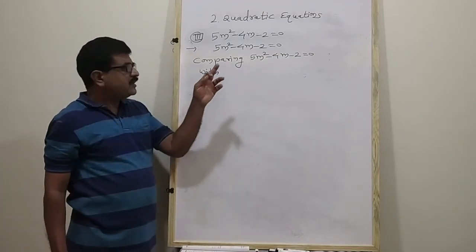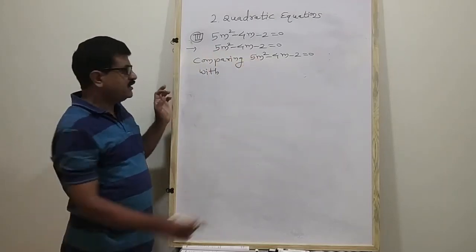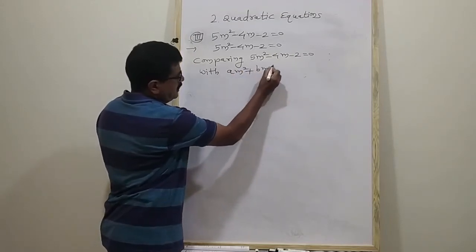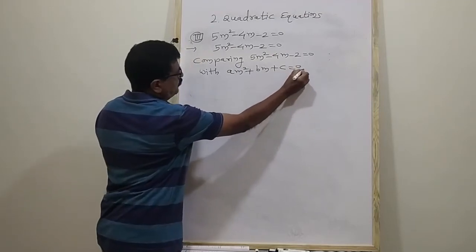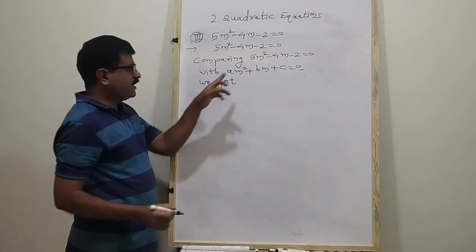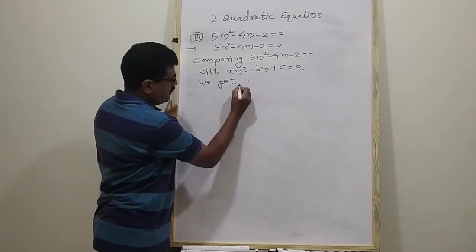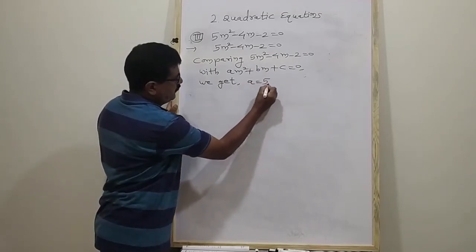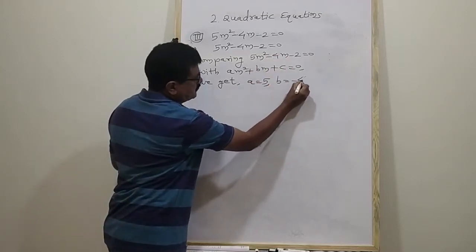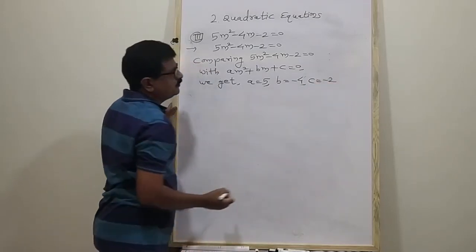Now here write down the general equation in the form of variable m, that is am square plus bm plus c is equal to 0. We get, now comparing coefficients of m square, that is a is equal to 5. Comparing coefficients, b is equal to minus 4 and c is equal to minus 2.